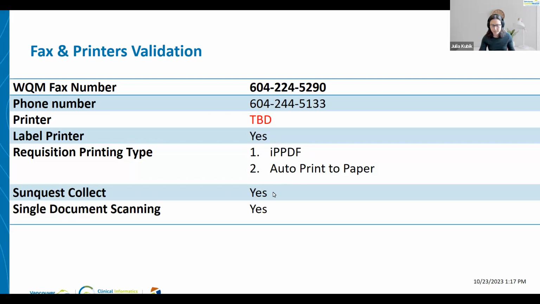And then you have your Sunquest Collect and single document scanning. Sunquest Collect is related to when the nurse is collecting any specimens, like blood or urine and stuff like that. That is what you use Sunquest Collect for. Single document scanning would be if you had to scan anything that couldn't be done otherwise and sent down to records. So you would request a single document scanner for your unit. Any questions about that? Take the silence as a no.